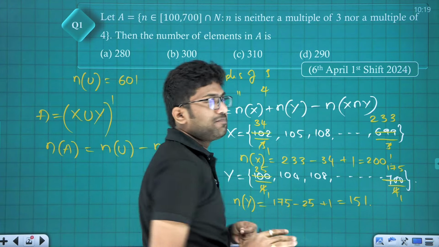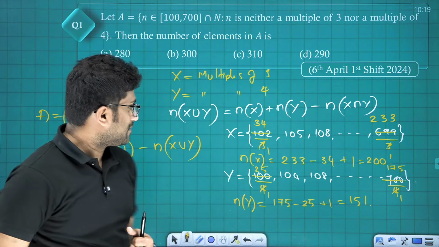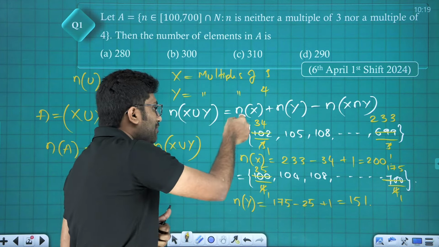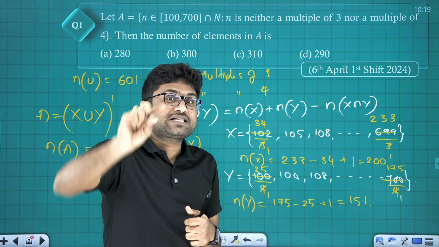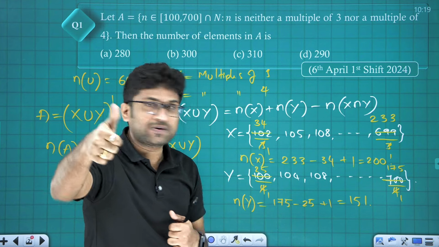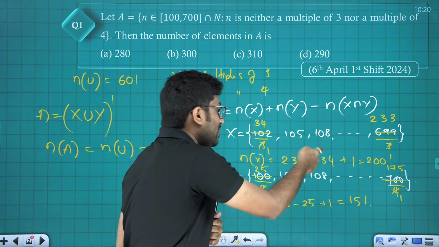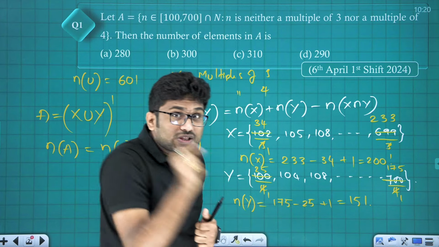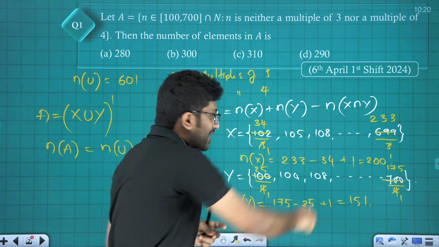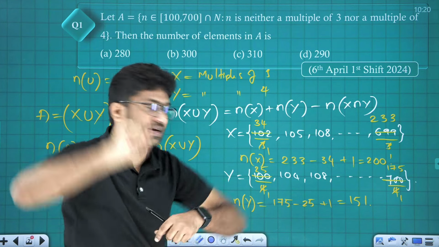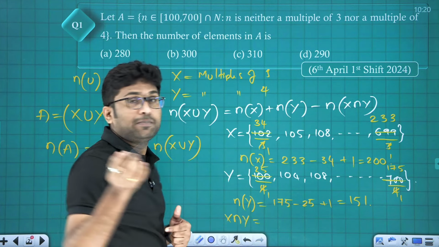Friends, this is very important. Sir, why are you excluding X intersection Y? Because when you are adding the number of multiples of 3 and the number of multiples of 4, all the multiples of 12 are counted twice. See, 108 is common. You are adding 108 in this and this. So all the multiples of 12 are added twice, so you subtract them once. That is, X intersection Y is nothing but multiples of 12.